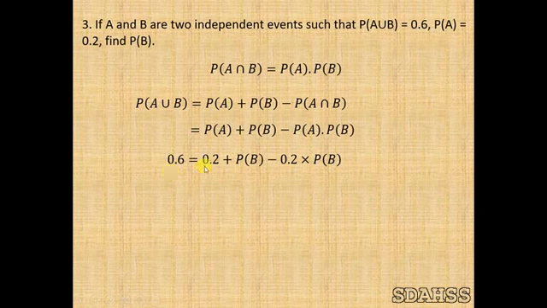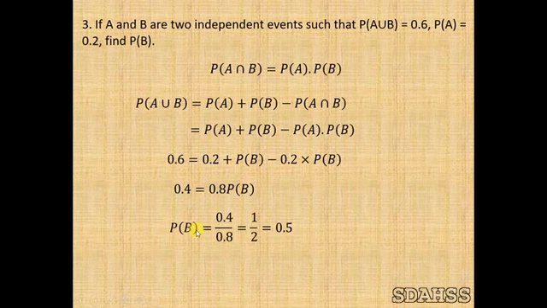Then you bring this 0.2 to the other side. When you bring this 0.2 to the other side, it becomes negative. So 0.6 minus 0.2 is 0.4 is equal to P of B minus 0.2 into P of B, which is 0.8 P of B. Then P of B is equal to 0.4 by 0.8. Cancel the numerator and denominator by 4 tables. So you have 0.1 divided by 0.2. Multiply the numerator and denominator by 10 tables. So you have 1 by 2. Then if you divide, you will get 0.5.